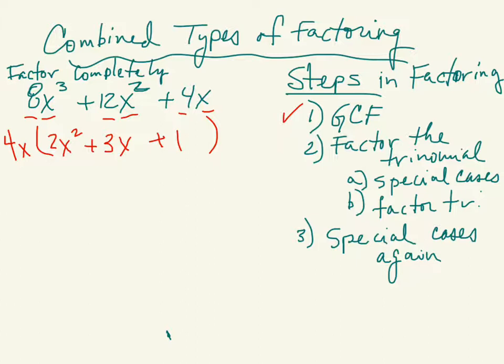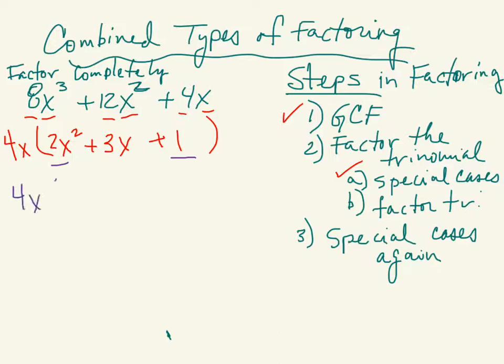We got that. So now we're factoring the trinomial. You look for special cases. Is this a perfect square? Wait, hang on a second. Let me do this with a different color. Is this a perfect square? Yes, its root is 1. Is this a perfect square? No, nothing times itself is 2x squared. So there aren't any special cases in this case.